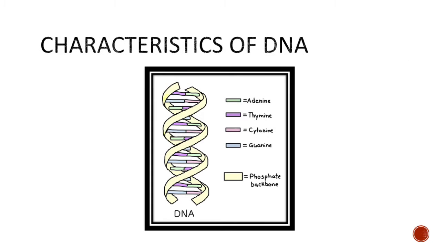First, we're going to talk about characteristics of DNA. DNA has a unique double helix shape, as shown in the image, like a twisted ladder. DNA is a two-stranded molecule. DNA contains four basic building blocks, or bases: adenine, thymine, cytosine, and guanine, as shown in the image.